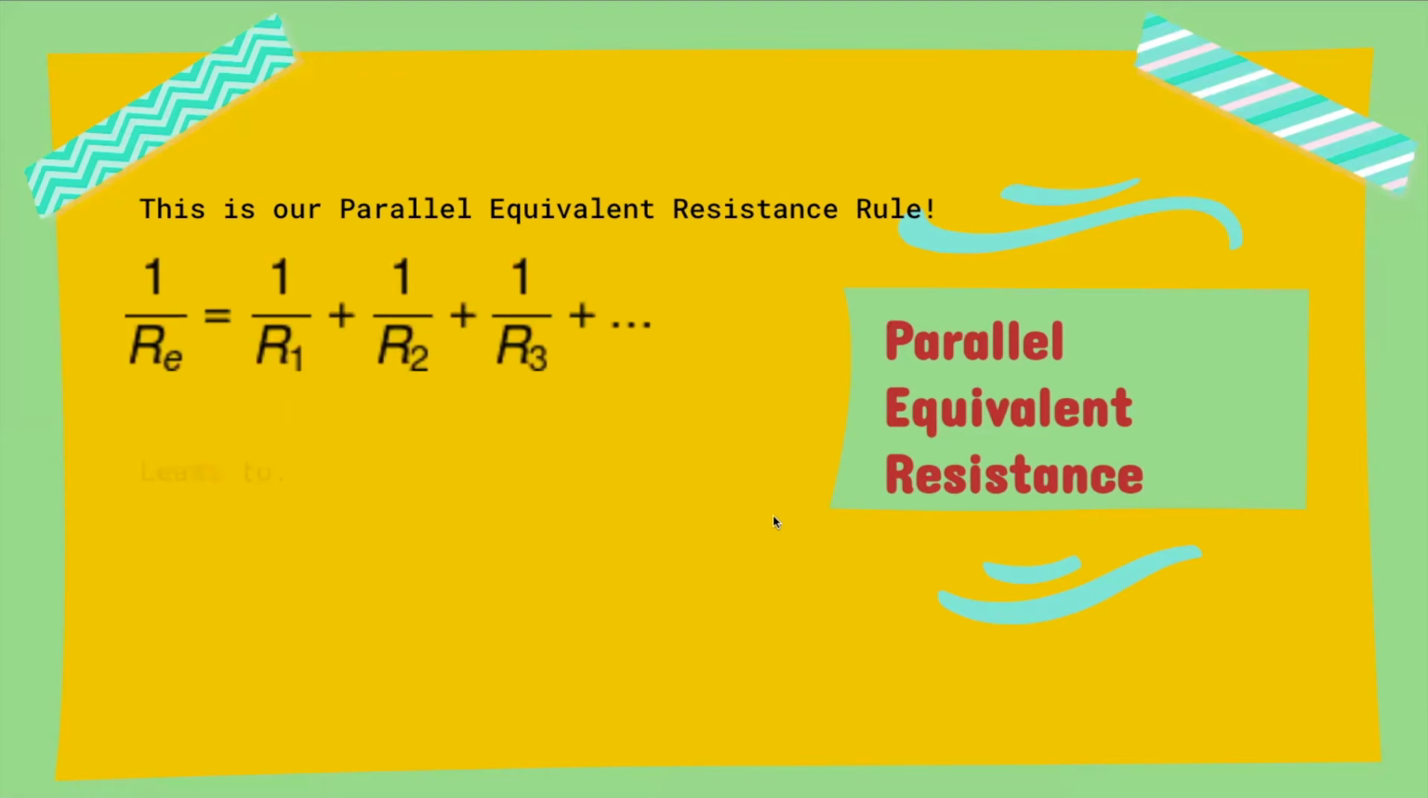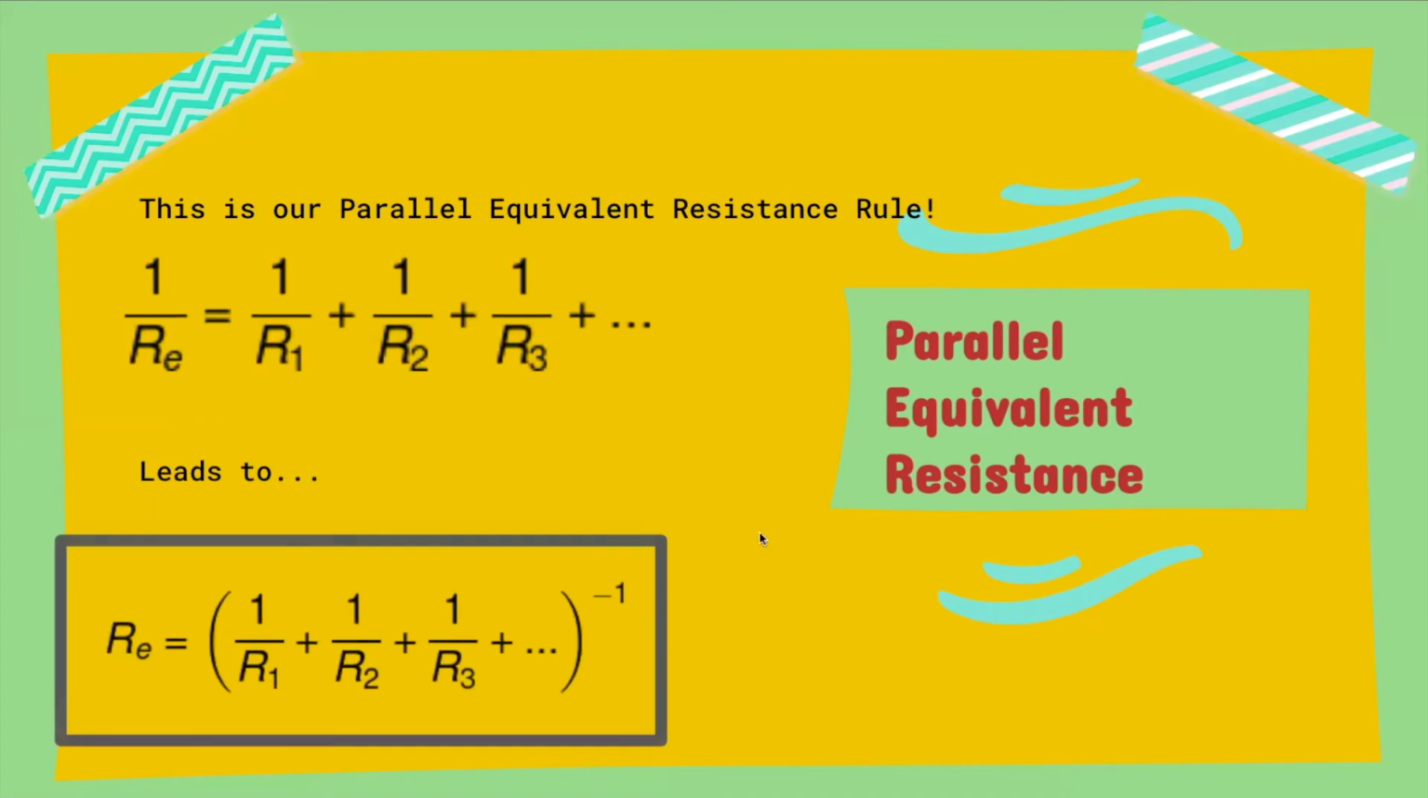Now, if you look up parallel equivalent resistance, you're probably going to see this equation on top. But I'm going to rearrange that to be easier to solve. Parallel equivalent resistance is equal to 1 over R1 plus 1 over R2 plus 1 over R3, quantity all to the negative 1. In terms of equations that I've given you, this is a more complicated one. So I'm going to show you how to use this in your calculator.